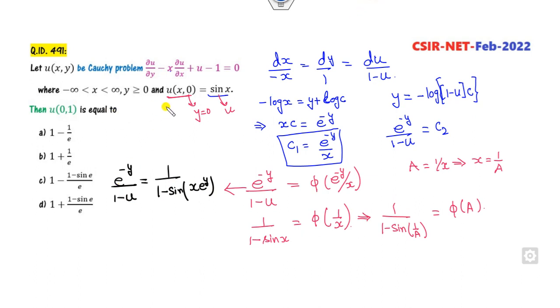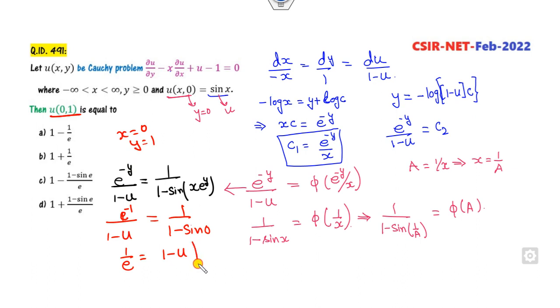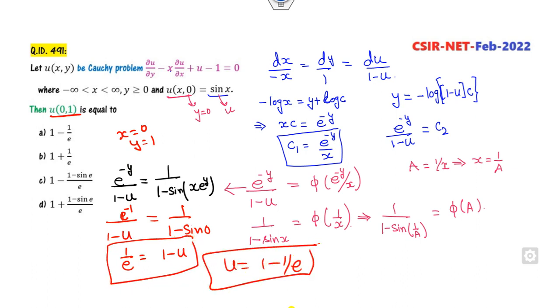Now you can substitute the value at the point 0 comma 1. X is 0, y is 1. So this is 1 over 1 minus sine, y is equal to 1, x is equal to 0. So sine 0 is 0. So where is the mistake? Sorry, it is e raised to power minus 1. So sine 0 is 0, so it is a 1. So 1 over e is 1 minus u. So what is my u? This is the right answer of the problem.